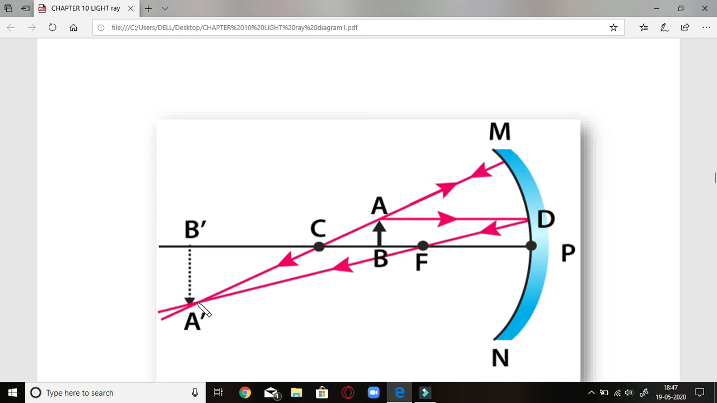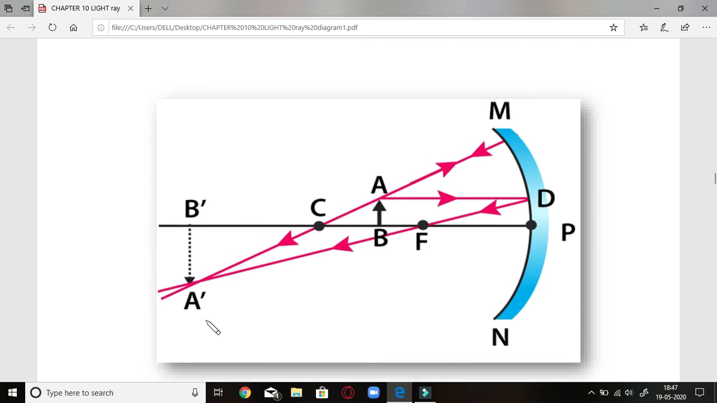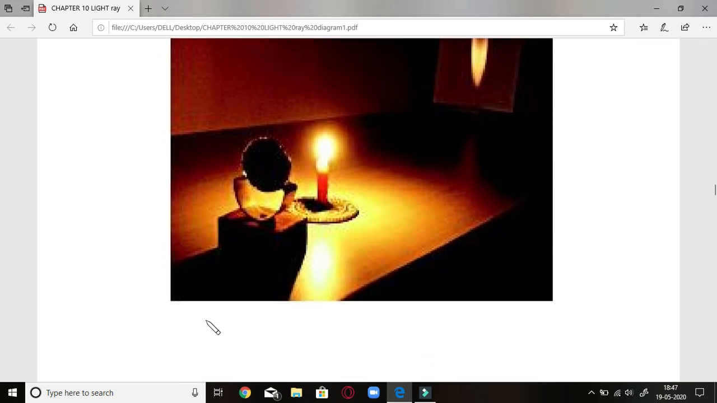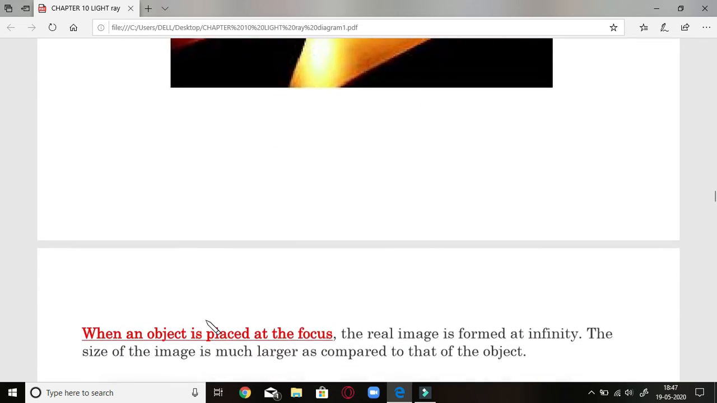These two rays, first and second, cut each other, so the image will be formed here in the form of A dash B dash, as we have seen right now with the inverted candle. Now this is again a real inverted but enlarged image this time. The size of the image is increasing as we take the object near the concave mirror.